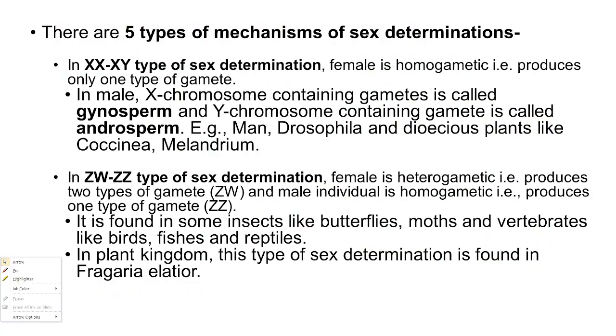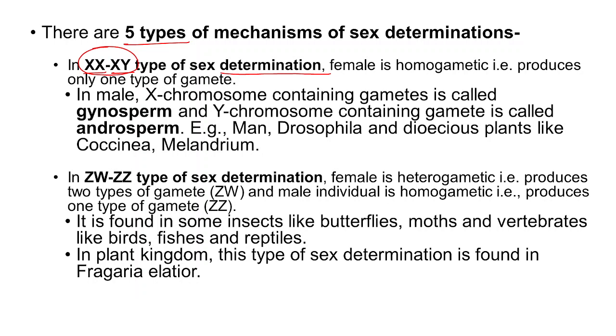Next one, there are 5 types of sex determination mechanisms. Coming to the next part of the chapter, that is mechanisms of sex determination. In the mechanisms of sex determination there are 5 types. First one, see, XX and XY type of sex determination. What do you mean by XX and XY here? These are the sex chromosomes. So the first type of sex determination is XX and XY.